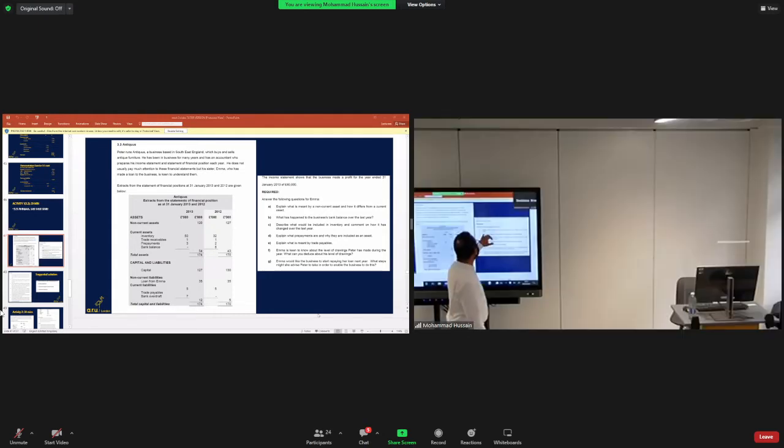Can you see the slide? Can you see here? The income statement shows the business made a profit for the year of 31,000. So 31 January 2013 is 40,000.